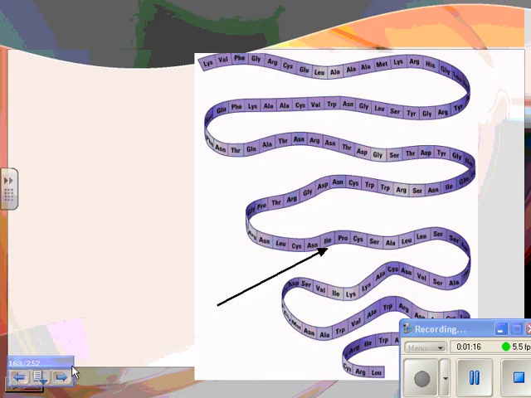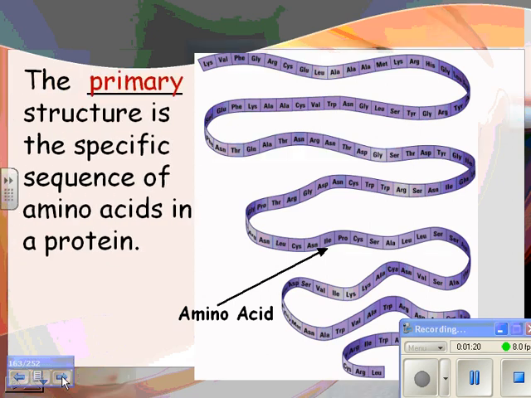So for example, here's a protein. The primary structure is the specific sequence of amino acids in the protein. So here's the amino acid lysine, and after that comes valine, and after that phenylalanine, and then glycine, and then arginine. So the order of amino acids is super important, and each one of these is an amino acid. Let's say the protein was messed up and it didn't have that amino acid, then the whole shape might be messed up.